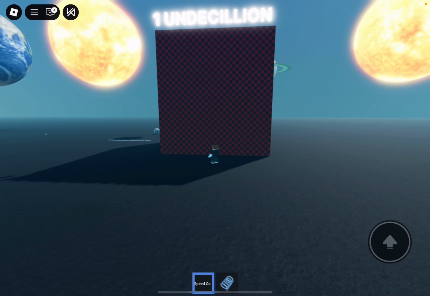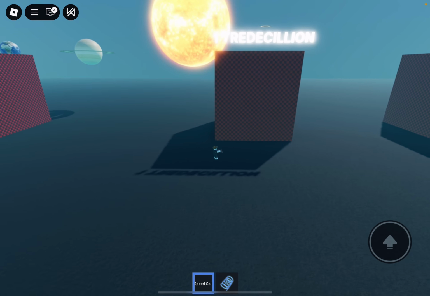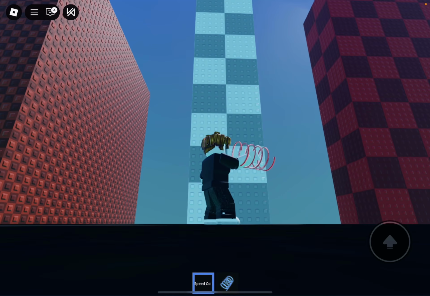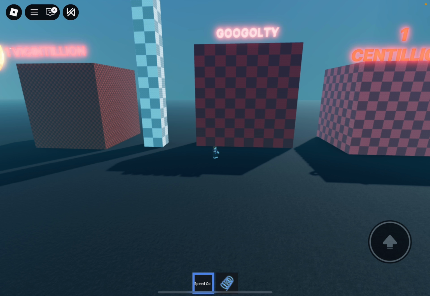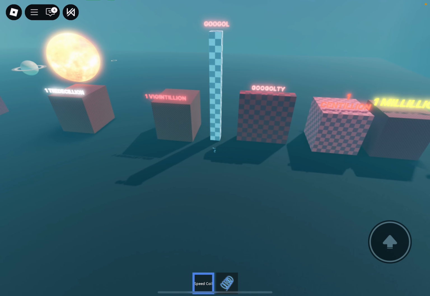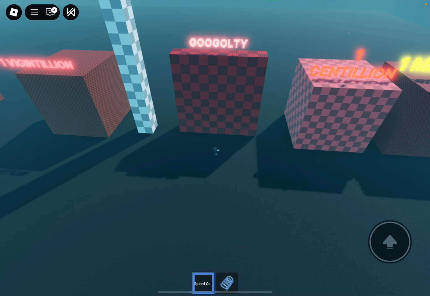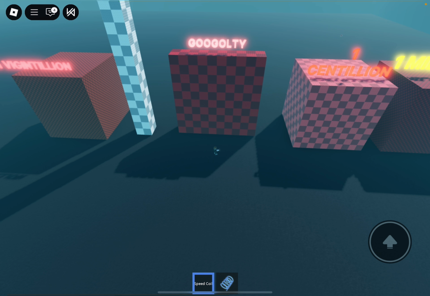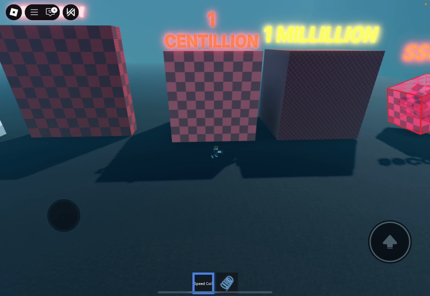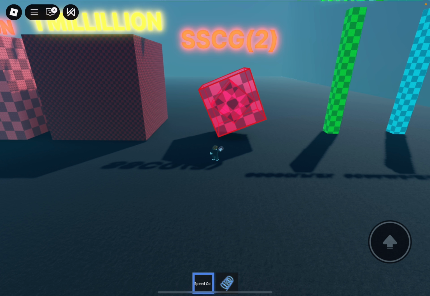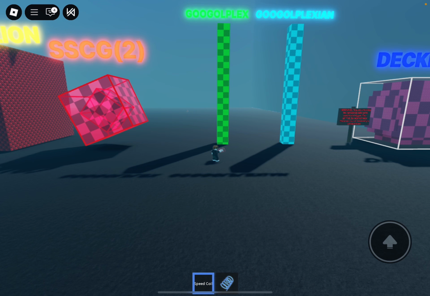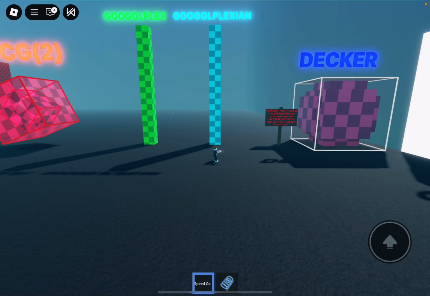Okay. 1 undecillion. 1 tridecillion. 1 vigintillion. 1 Google. 1 Google T. Also Google T is 1 followed by 101 zeros. Okay, and also a Google is 1 followed by 100 zeros. A Google can also be called 10 duo trillion, and so Google T can also be called 100 duo trillion. 1 centillion, 1 millennium, SSCG2 approximately 1 followed by 36 octillion zeros. Googleplex, 1 followed by Googleplex zeros, a Googleplexian, aka Google Duplex, aka Googleplexplex.